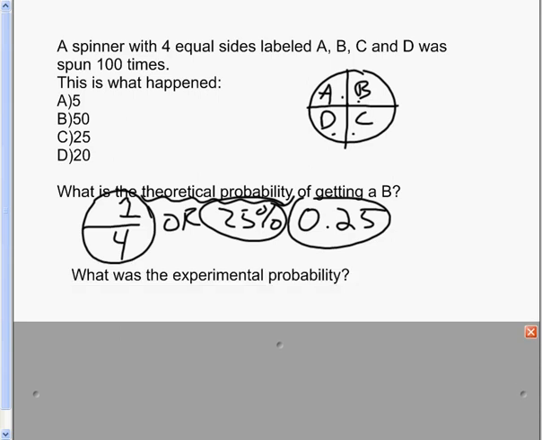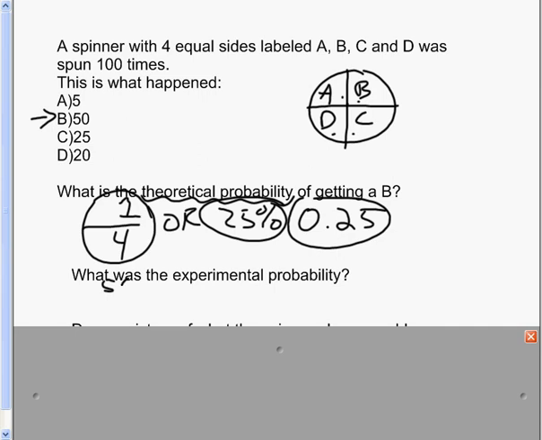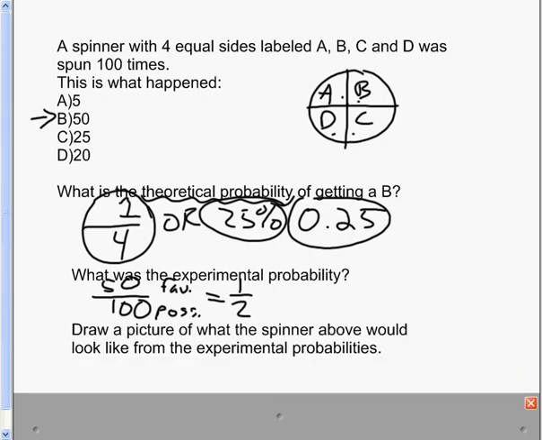What was the experimental probability? In our experiment, we landed on B 50 times out of 100. 100 possible and 50 favorable. And this actually is able to simplify down to 1/2. Our last question asks us to draw a picture of what the spinner would look like based off of these experimental probability. So up here we already know B should be 1/2.